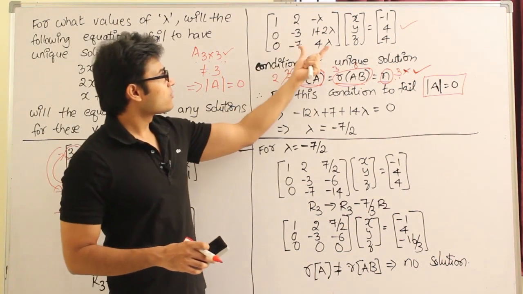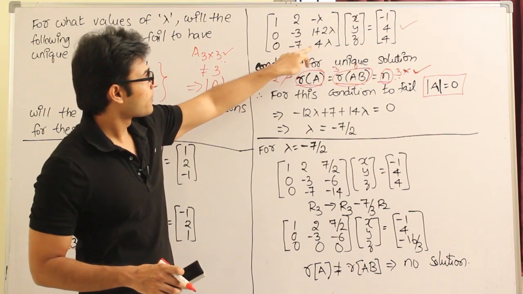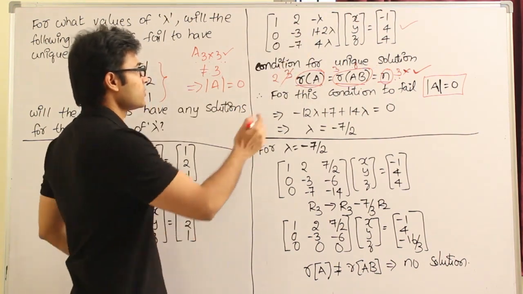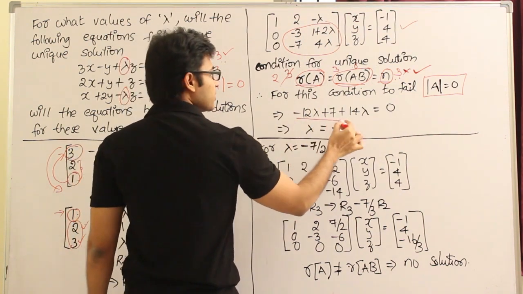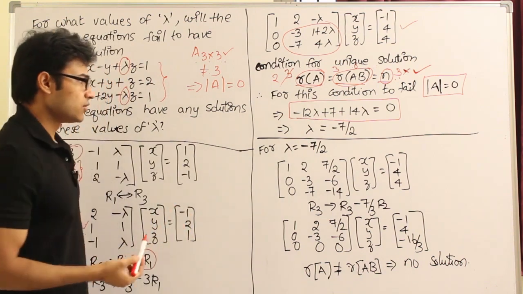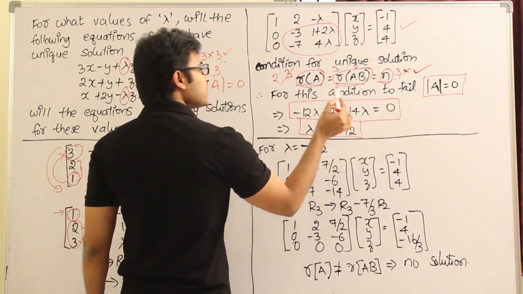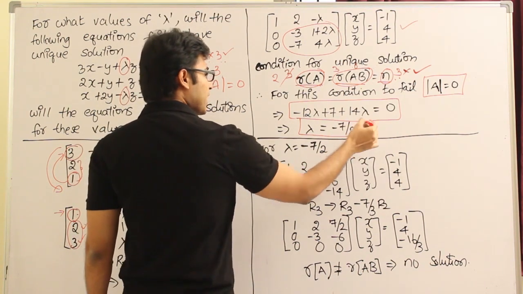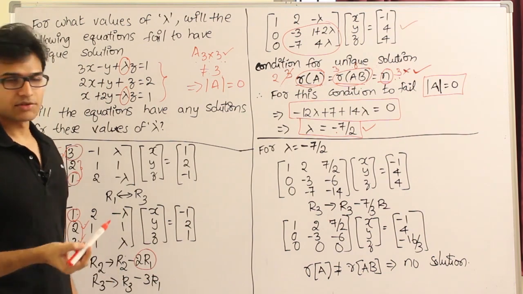Now I'll try to find out the determinant of this. Just see this determinant of this, we can directly derive it. Right? Determinant of this one is nothing but determinant of these 4 elements. And if I write it in form of equation, I got this. So determinant of A should be equal to 0. What does it mean? Lambda should be equal to minus 7 by 2. Therefore, for lambda equal to minus 7 by 2, it will not have unique solution.